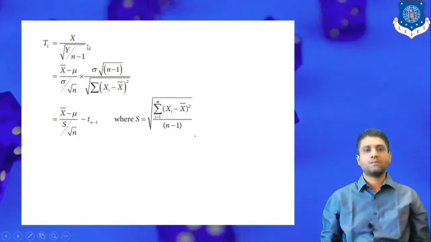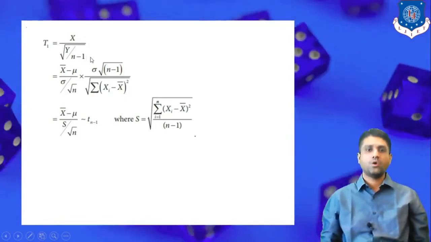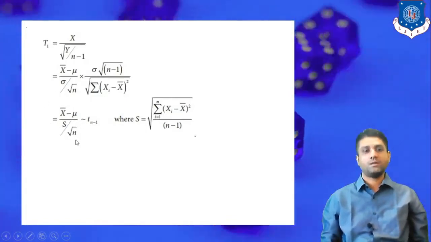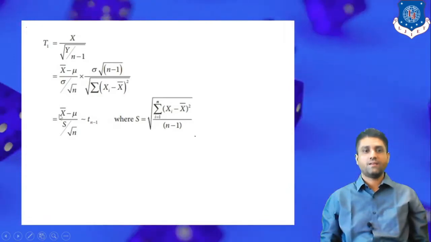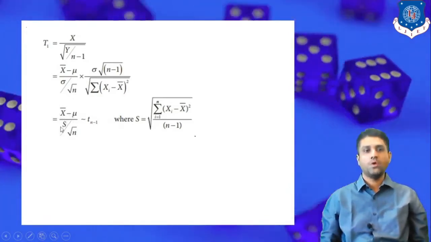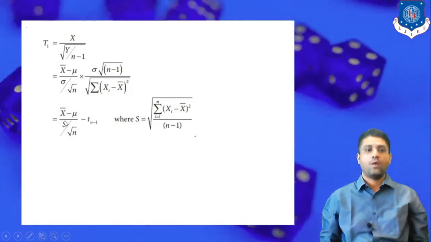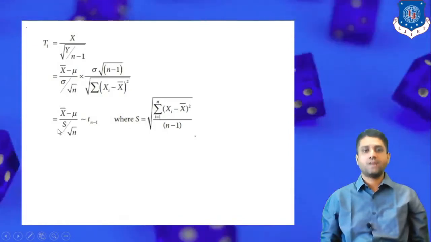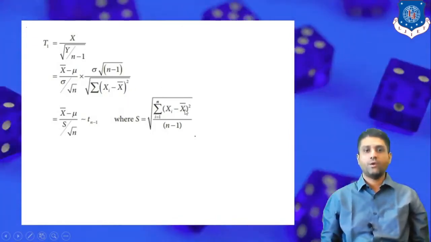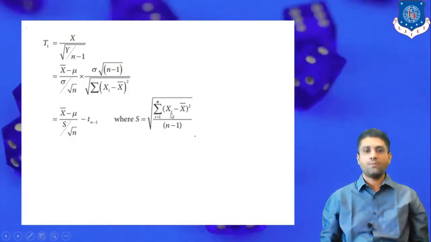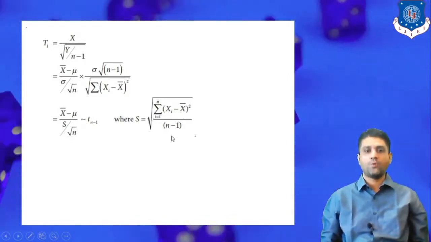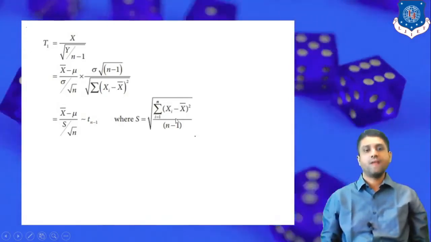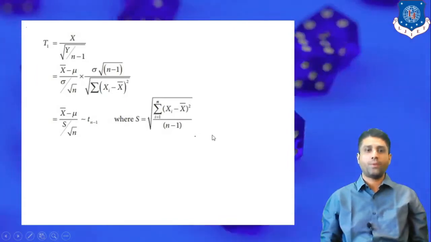If you do not remember this portion, it's okay, because we are not interested in how the t-test is derived. We just have to remember this concept finally. The t-test is equivalent to (x bar minus mu) upon s upon square root of n, where x bar is the sample mean, mu is the population mean, and s is the standard deviation of the sample, calculated using the formula: the sum of (x minus x bar) whole square upon n minus 1, where n is the total number of observations and n minus 1 is known as the degree of freedom.